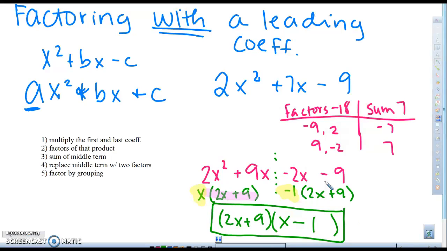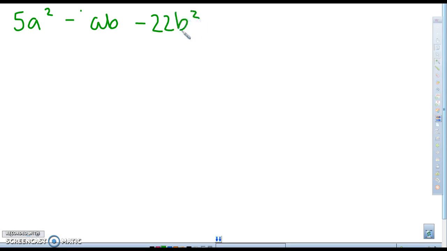Let's go ahead and do another example. So I have 5a squared minus ab minus 22b squared. Just because I have this b squared in the second part doesn't mean I get to freak out, and it's not going to work any differently. Now, my other question is, what is the constant in front of ab? Well, there's nothing written here, just a negative sign, so that would be a negative 1, an understood 1, okay?